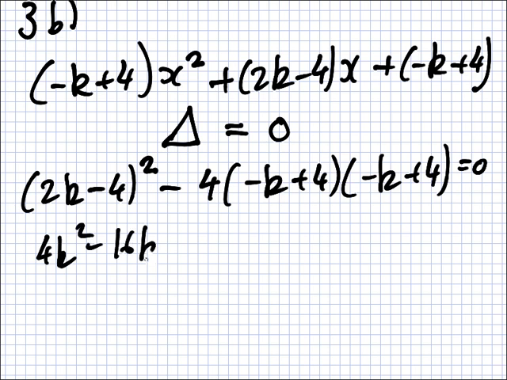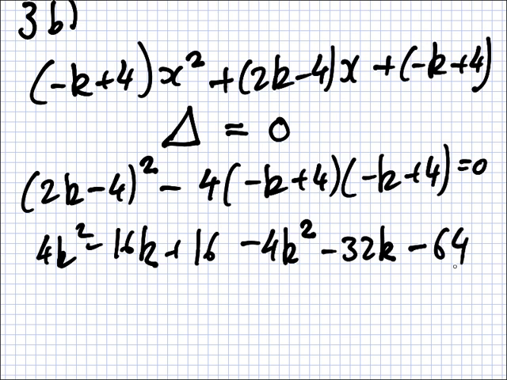4k squared minus 16k plus 16, correct? Yes. And then when we expand this, it will be minus 4k squared, minus 32k, plus the minus 64. Is it minus 32? I think it's plus 32. Because I multiply minus k by minus k is k squared, by minus 4 is minus 4k squared. Then minus 4k, minus 4k is minus 8k, times minus 4 is plus 32. And then 4 multiplied by 4 is 16 times minus 4, minus 64.